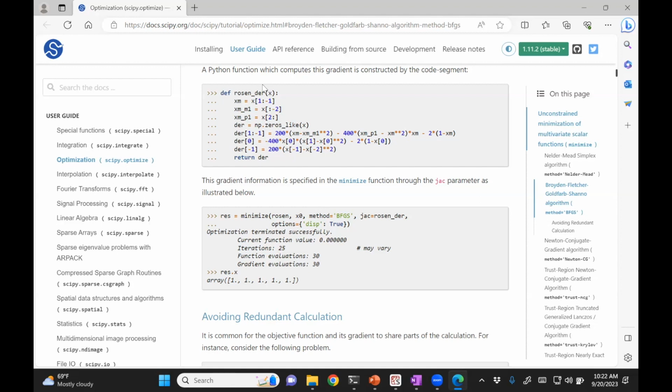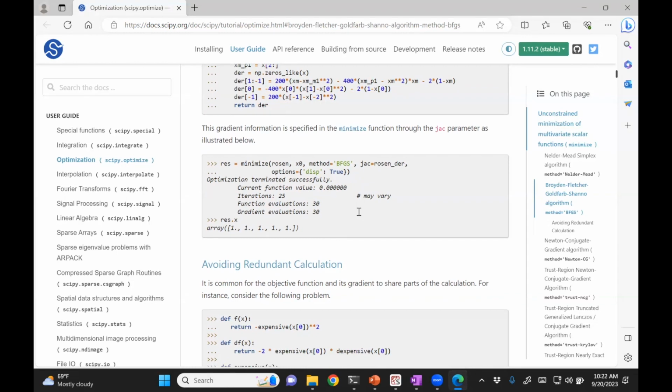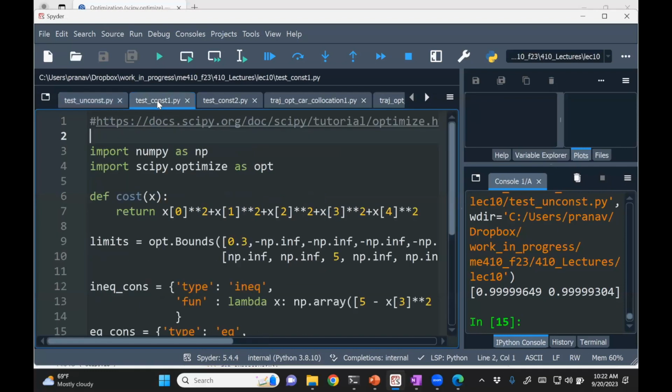This should be the derivative. The Rosenbrock function is a function which has a lot of bumps and ditches. It's a very hard problem to solve for the optimum, so they provide the derivative. It just makes life easy for the optimizer if you can provide it with the derivative, and then options display true. So that's BFGS for you. That's the first one, unconstrained optimization.